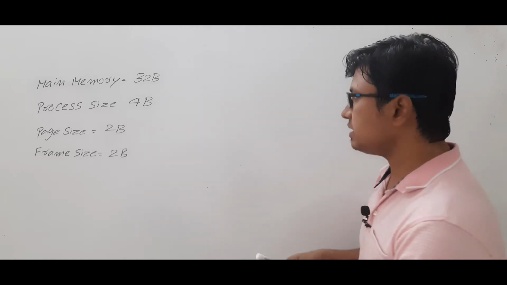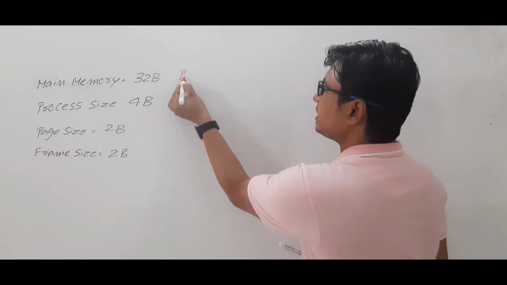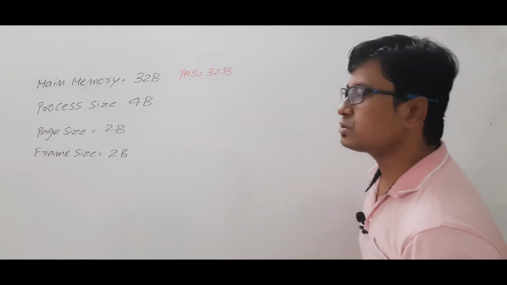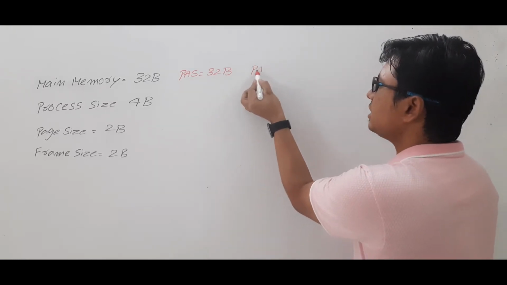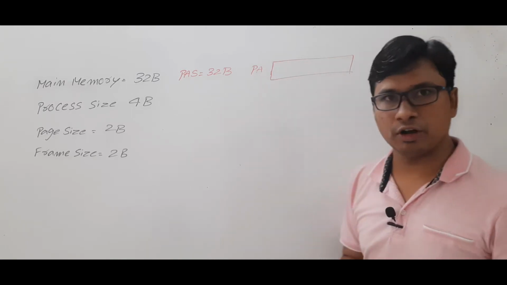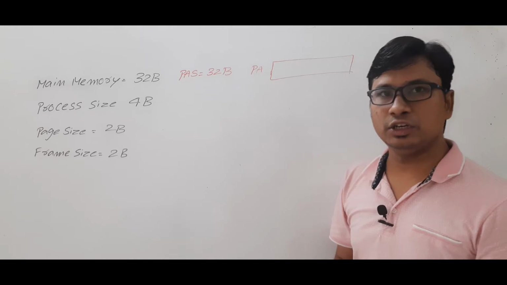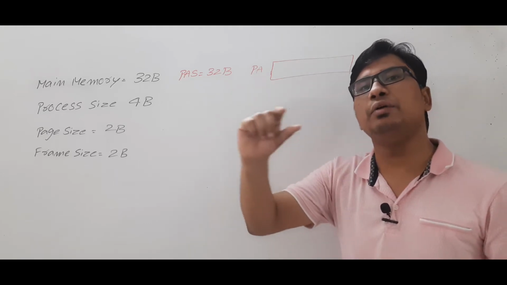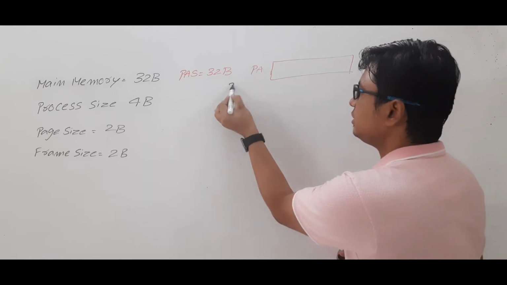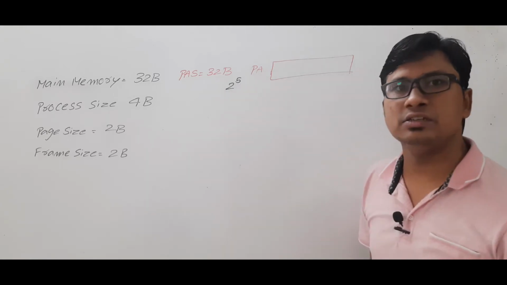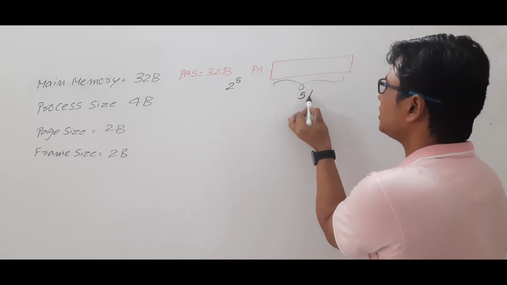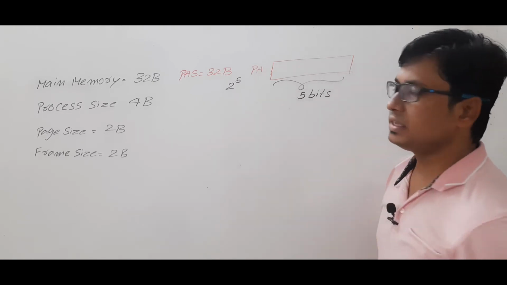So main memory is nothing but physical address space. So the physical address space is 32 bytes. So physical address will be how many bits? If it is byte addressable format, if you have 32 bytes, meaning is that you have 32 combinations. If you have 32 combinations, then 32 can be represented as 2 power 5. So in physical address, you have totally 5 bits.